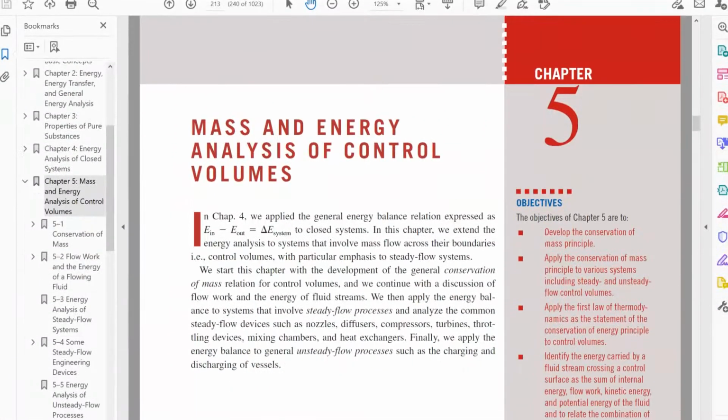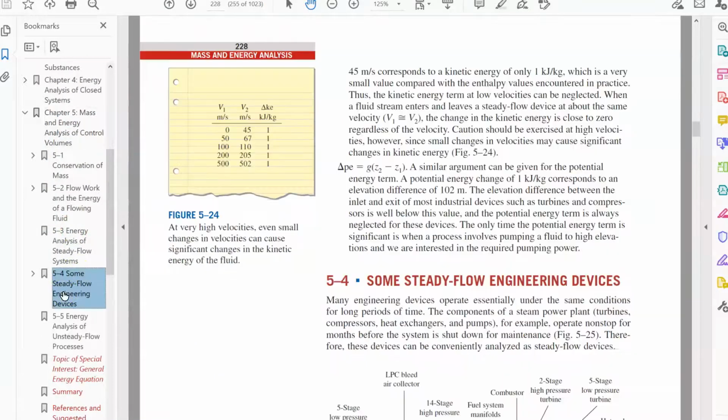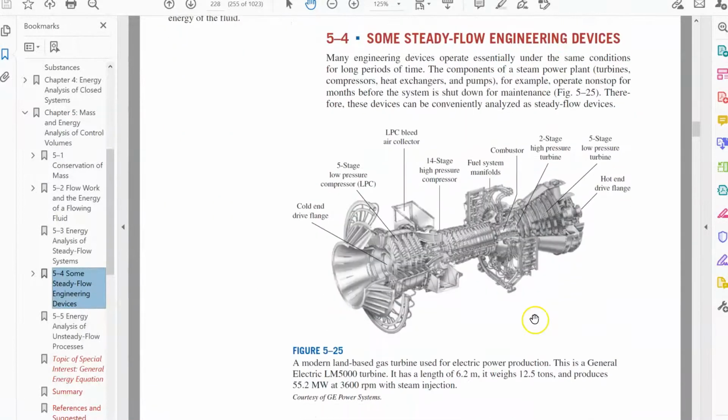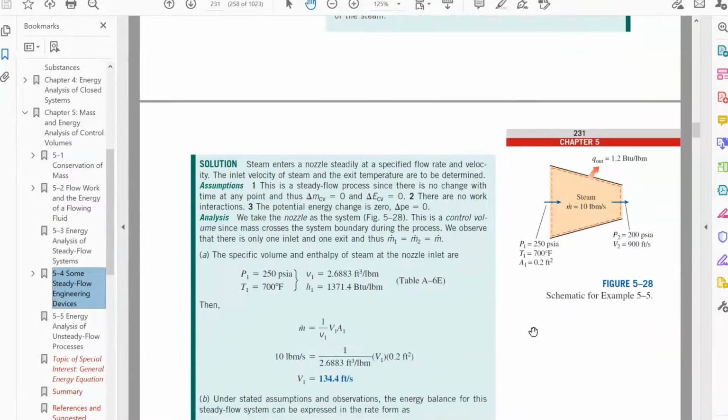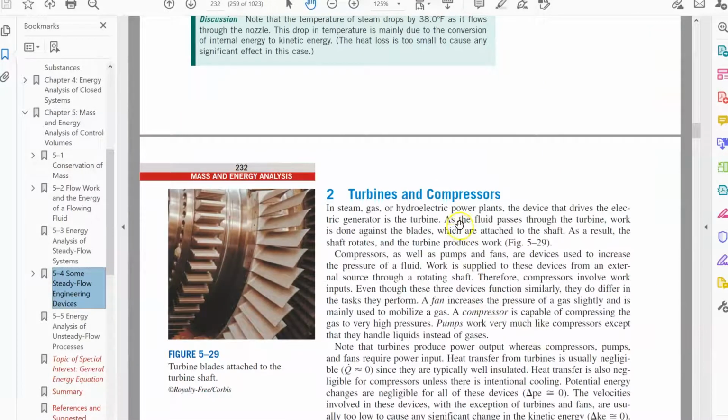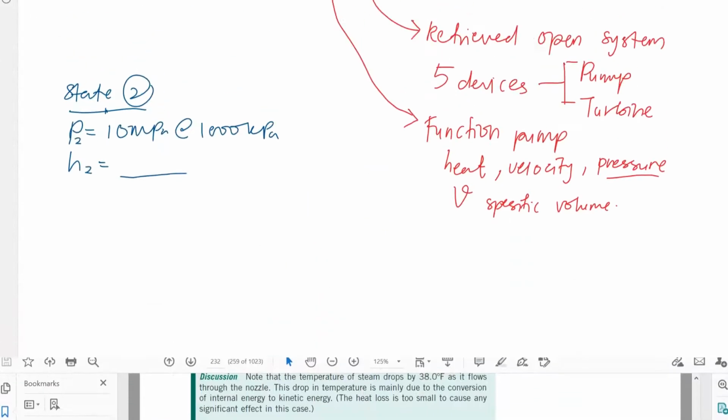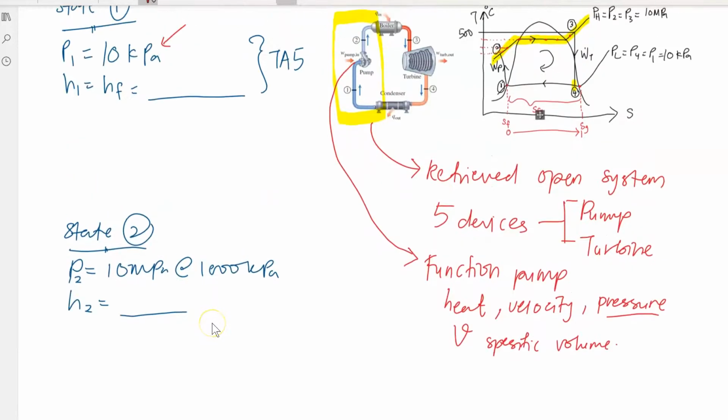Okay. Now, for further understanding on the analysis of the pump, you might want to go back to your textbook on chapter 5 and have a look at section 5.4, where you have the explanations on some steady flow energy engineering devices, right? The closest function of a pump is the same as the compressor. If you can read down here, it already explained the difference between pump and compressor. Alright, so let's move forward here.